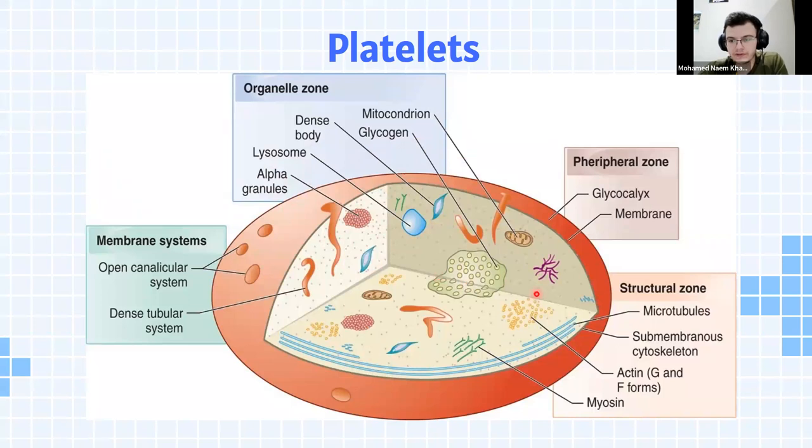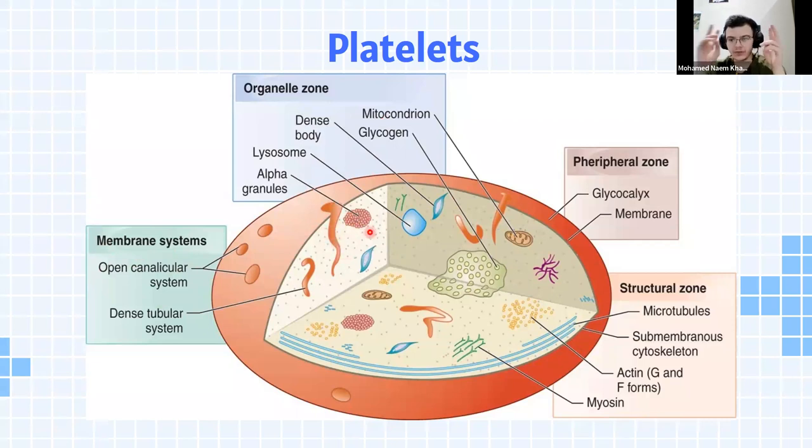So when there's aggregation, you want these things to be exposed, right? To go out on the membrane and out to the lumen, right? So from where do they get out? You have this membrane system, which is the open canalicular system. You see these holes. See how the alpha granule is very close to the open canalicular system.